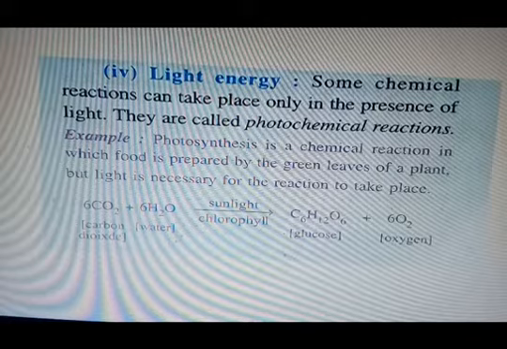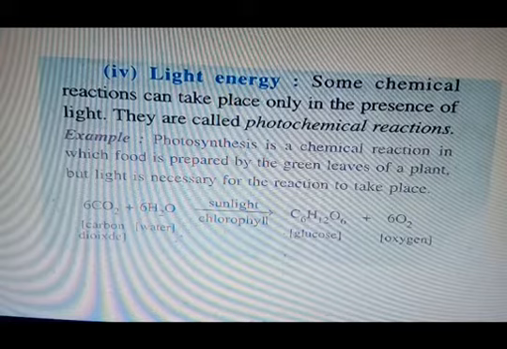One of the very common photochemical reactions is photosynthesis, as you know from your class 4 or 5, what is photosynthesis. It is the process by which green plants prepare food using carbon dioxide and water. This reaction takes place in presence of light only. If there is no light, photosynthesis doesn't take place.